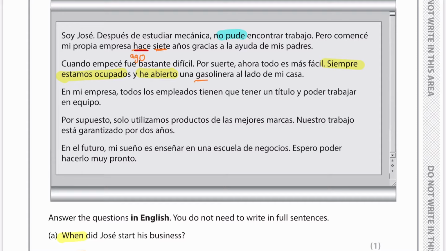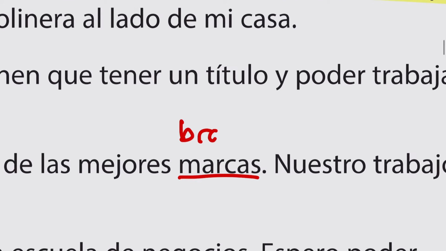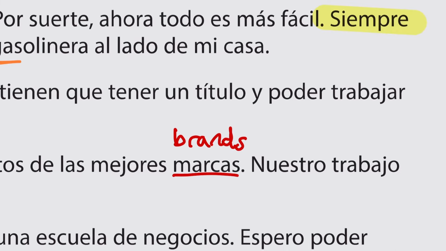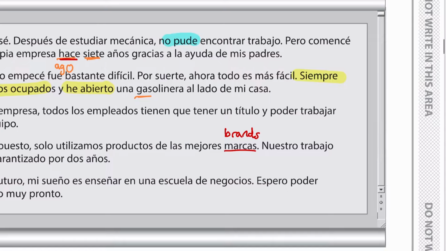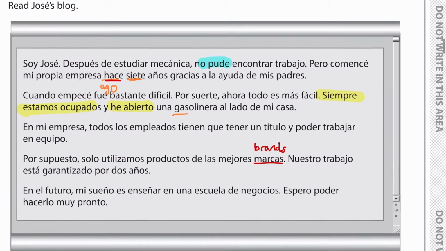Marca is a really tricky word. I doubt if you actually knew that one. It's brands. Or like even designer brands sort of thing. In this case, just like the greatest brands. Our work, nuestro trabajo, está garantizado por 2 años. So it's guaranteed for 2 years, our products. And he's a mechanic, so that sort of makes sense.